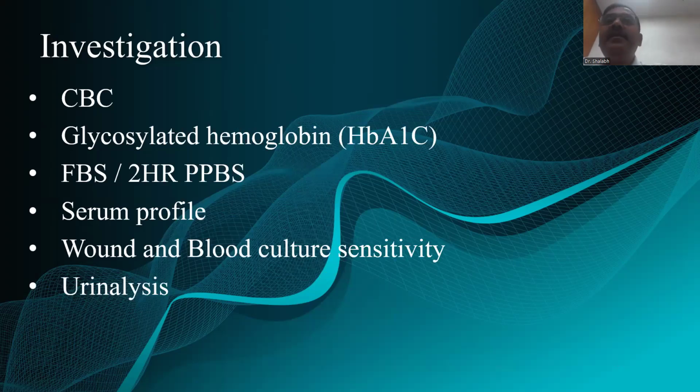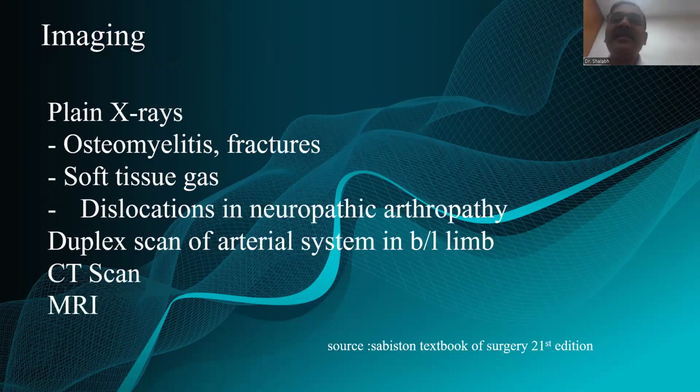Routine blood work for diabetes and for any infection, it stays the same. We get blood counts, we check the HbA1c and the sugar, we get cultures done from the wound. Plain x-rays, like I mentioned, sometimes more advanced radiology may be required if you're planning an intervention, a CT or an MRI.